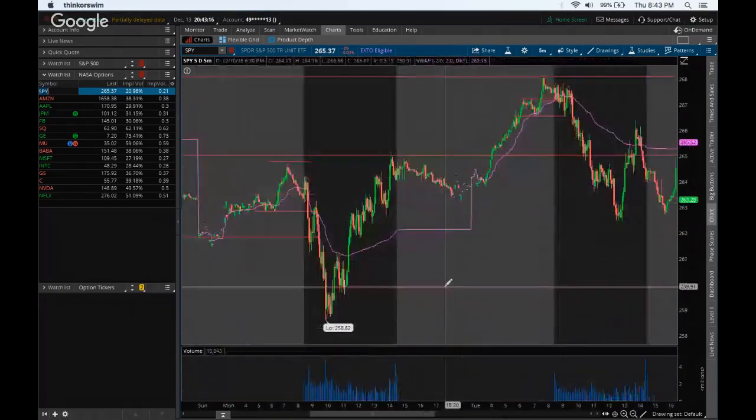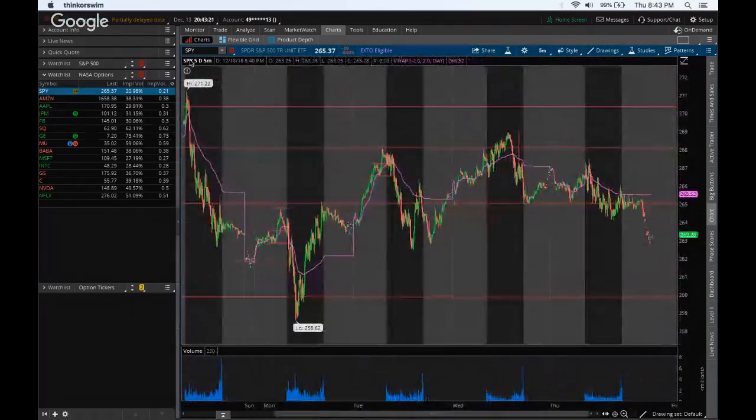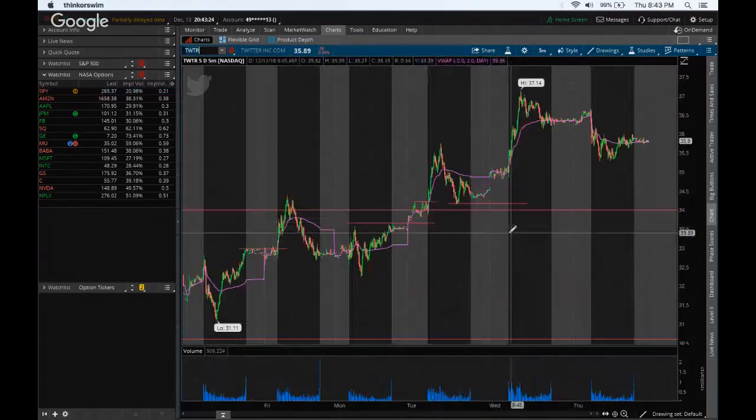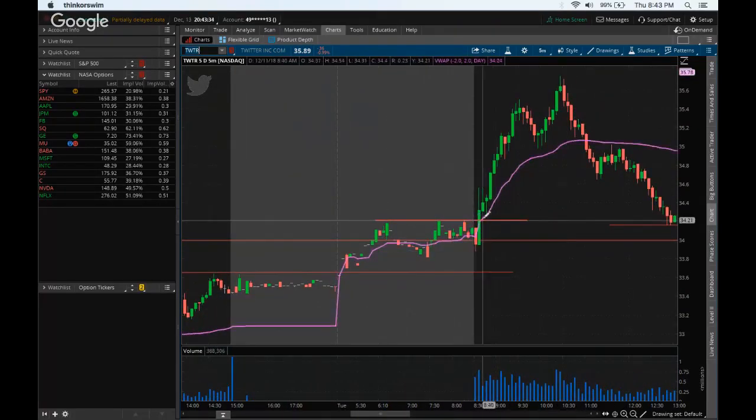So for instance, if it's a continuation play, what was a good one? We were mentioning Twitter. So for instance, this would be a continuation play right here. So I enter above the pre-market high, and then my stop is at the pre-market high. So if we break above this and we don't continue to move to the upside and we start to break below this pre-market high, then that's my stop. So basically, I'm getting out where I stopped out at. I'm not giving it room to fall against me.